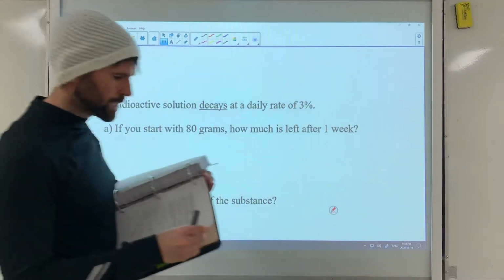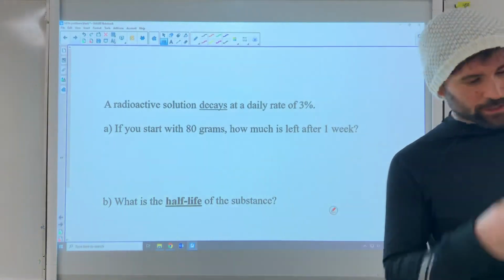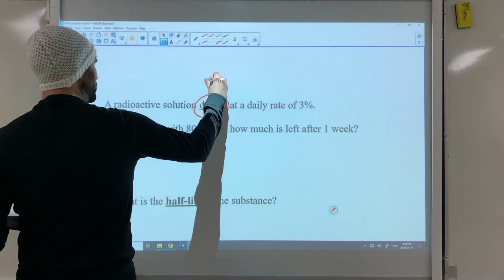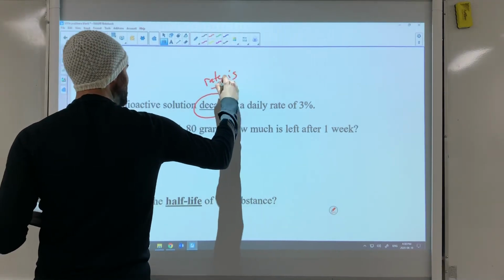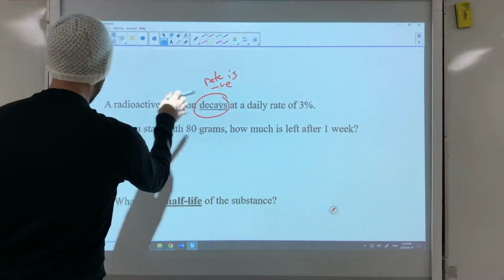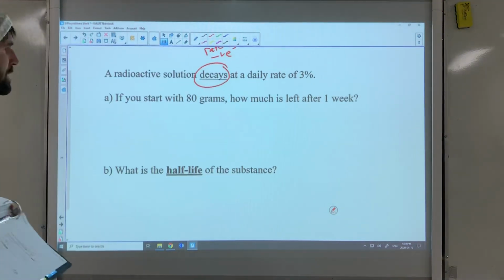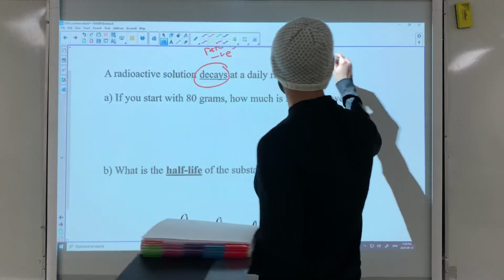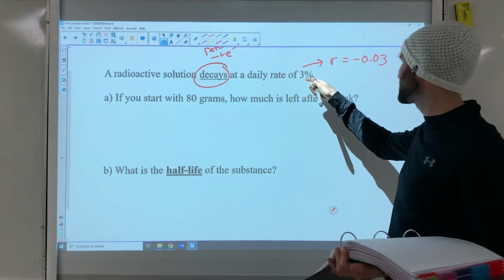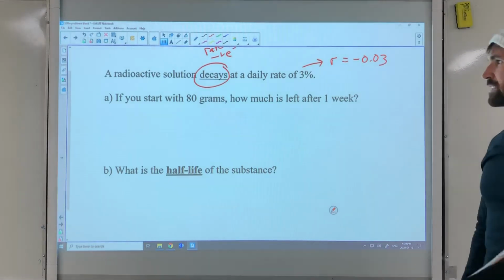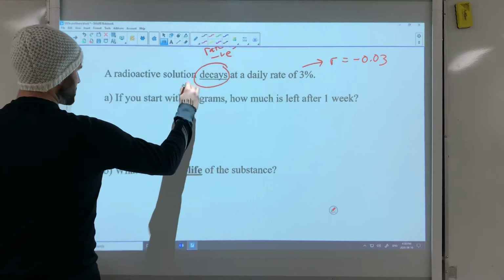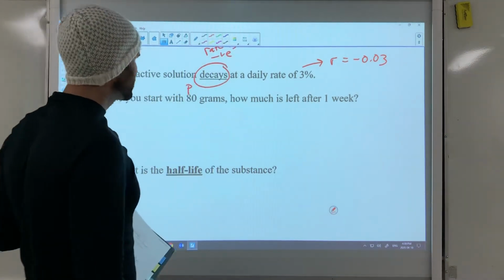Sometimes you get questions, that was a growth question. Sometimes you get questions that have to do with decay. Now, if it's a decay question, your rate is negative, and that's the thing you need to remember. So it says you've got a radioactive solution decaying at a daily rate of 3%. So when you find your rate, remember it's going to be negative 0.03. So divide that by 100, throw a negative in front. And that's basically the tricky part of this question. So it says you start with 80 grams. So that's P. How much is left after 1 week?